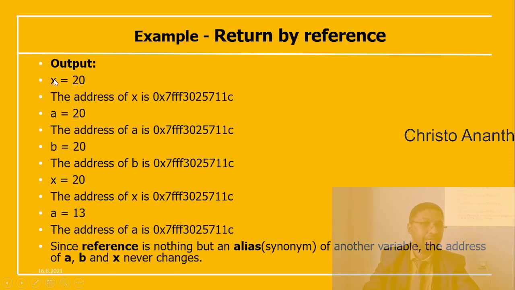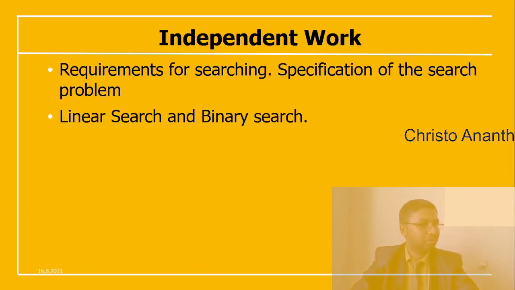In the output, you see x = 20, and the address of x is that address. a = 20 with the same address, and b = 20. Everything is assigned. Then x is 20 and the address of x is the same. Then a = 13, and the address of a is this one. So a reference is nothing but an alias of another variable. The addresses of a, b and x do not change, so this is the equivalent work.